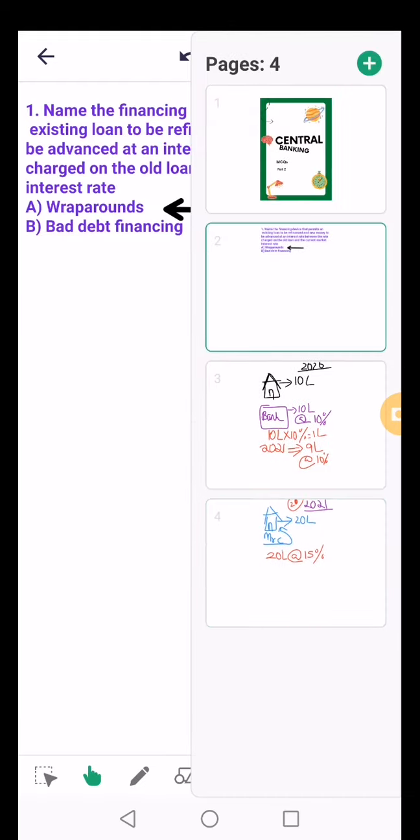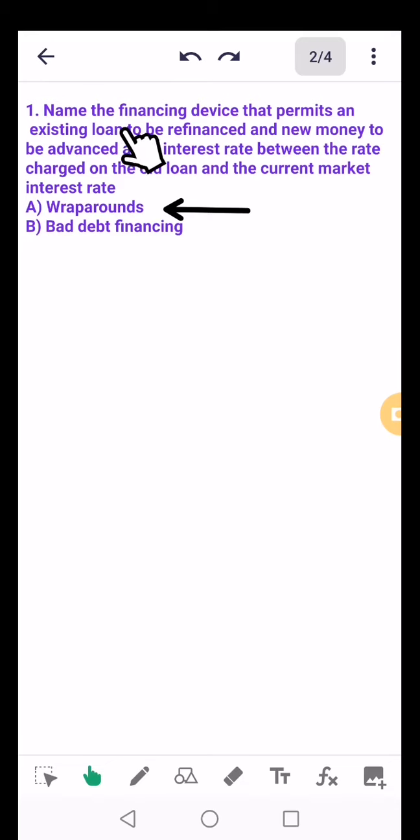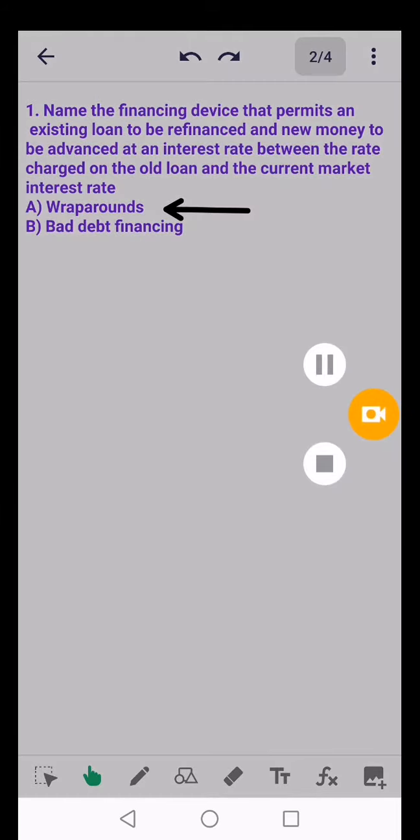So let us read the definition now so that you get even more clarity. A wraparound loan is a financing device that permits an existing loan, that is 9 lakh, to be refinanced and new money to be advanced. New money is 20 lakh. New money is advanced at an interest rate that is in between the rate charged on the old loan, that is 10%, and the current market interest rate, that is 15%. That's called a wraparound loan.